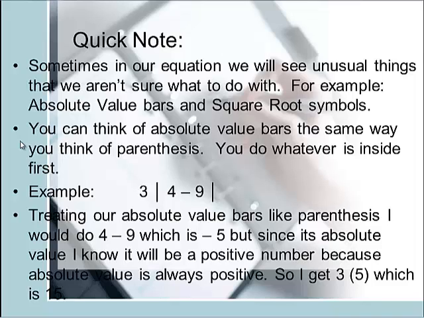Here's an example, 3 times the absolute value of 4 minus 9. Treating our absolute value bars like parentheses, I would do 4 minus 9, which is a negative 5. But since it's absolute value, I know that it will be a positive number because absolute value is always positive. So I get 3 times 5, which is 15.